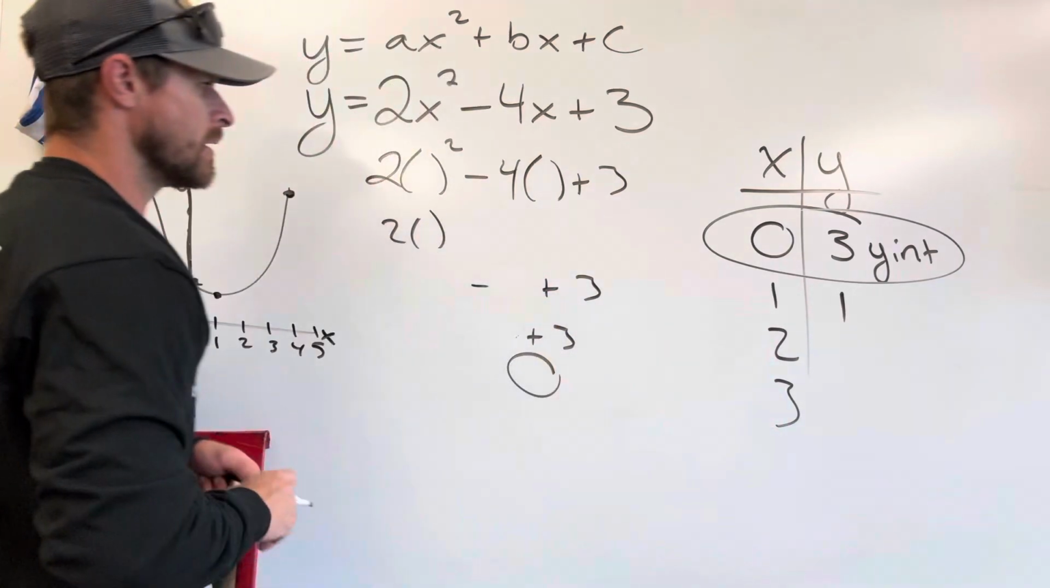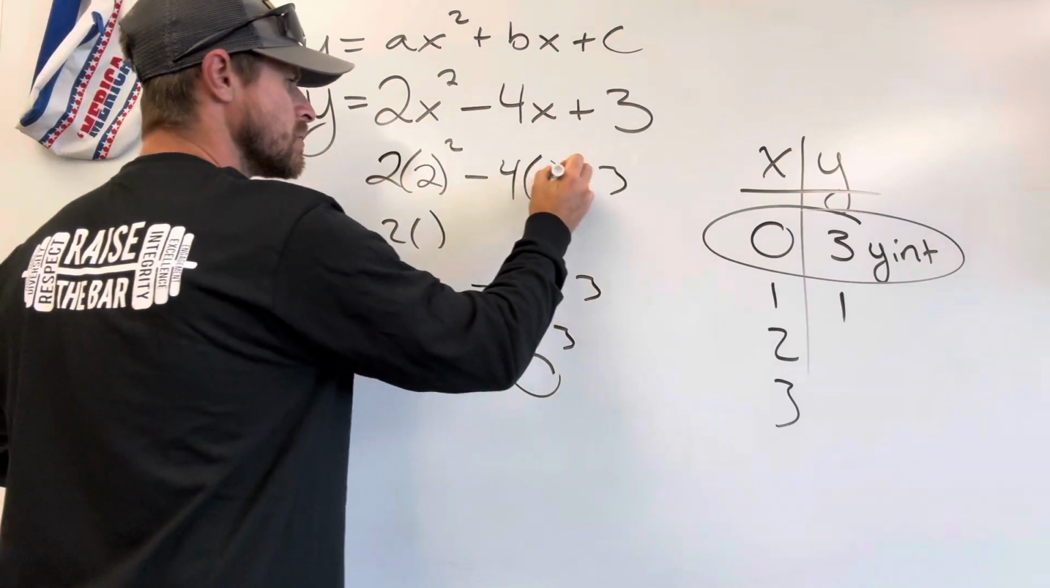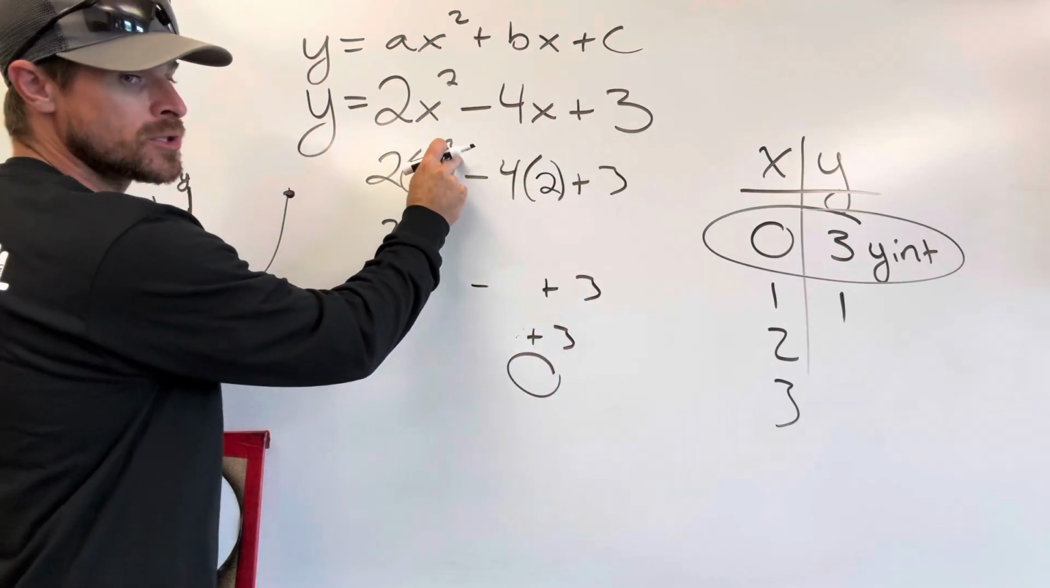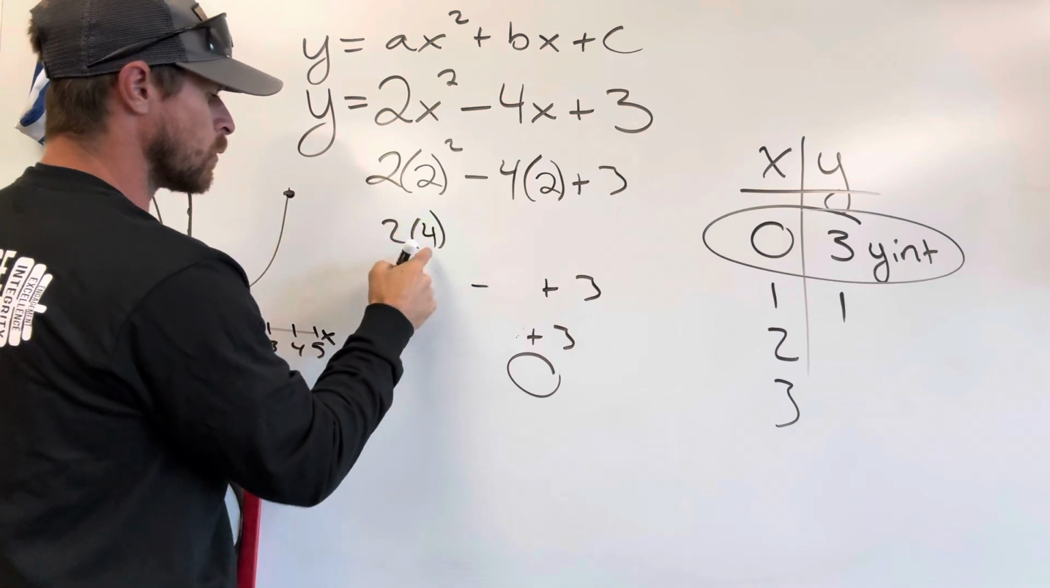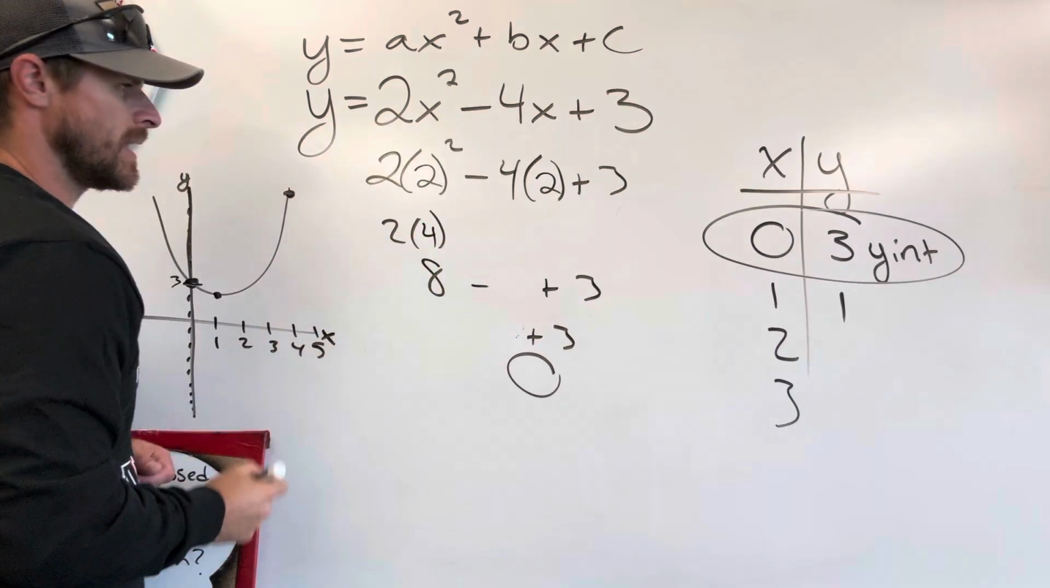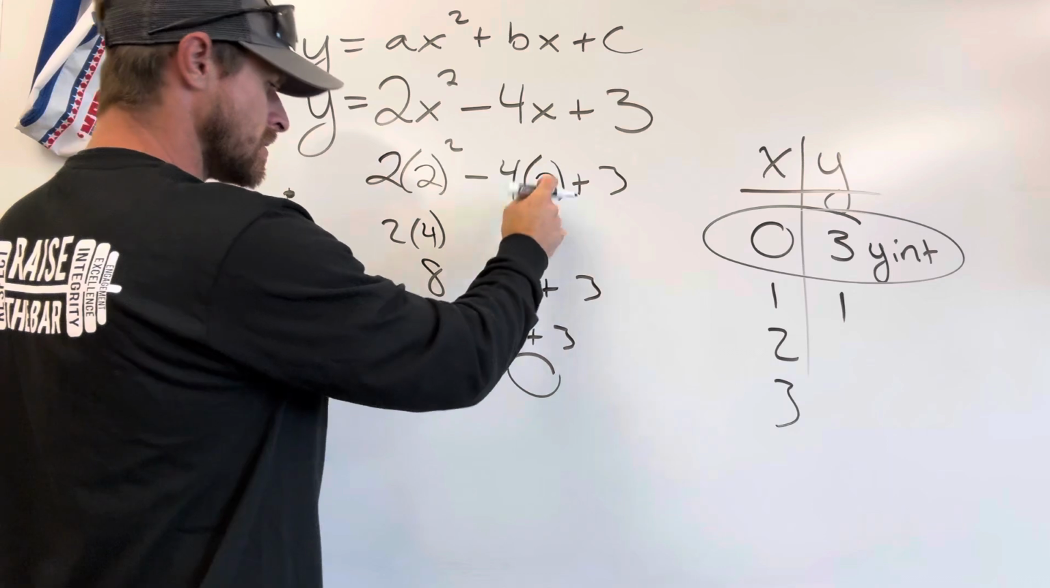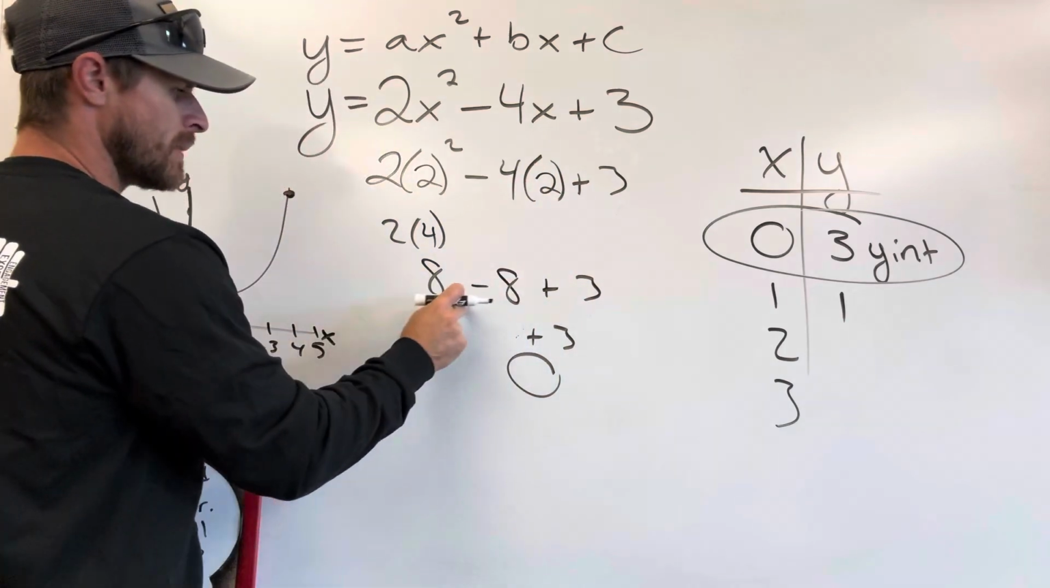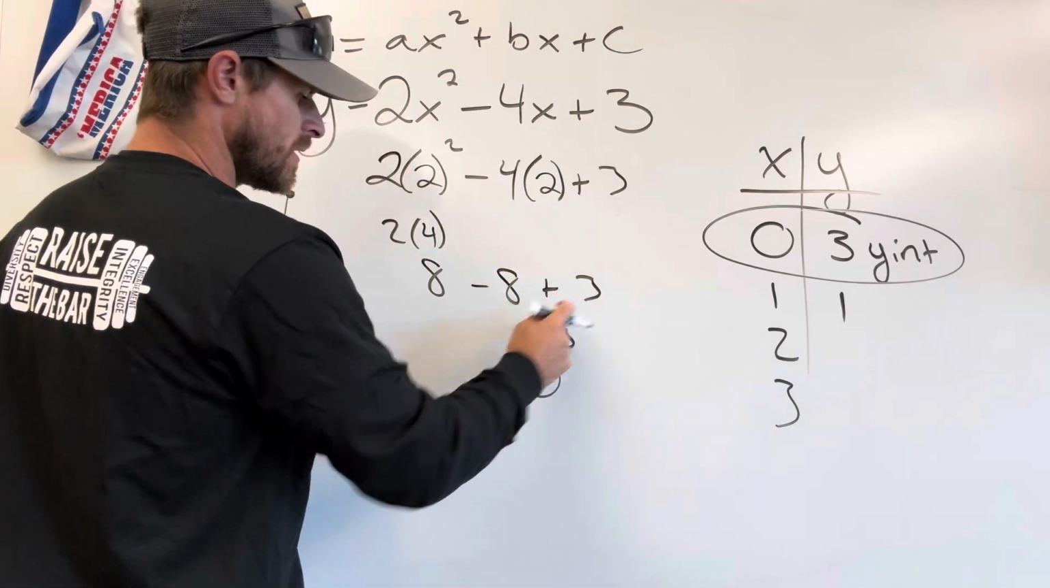Now we're plugging 2 in. 2 goes in the parentheses here. 2 goes in the parentheses here. 2 squared. 2 times 2 makes 4. 4 times 2 makes 8. Write it down. Negative 4 times 2 is negative 8. 8 minus 8 is 0. Plus 3 more gives me 3.